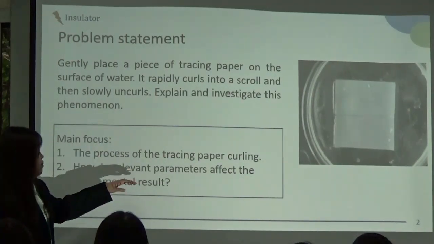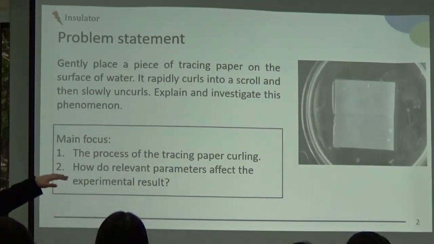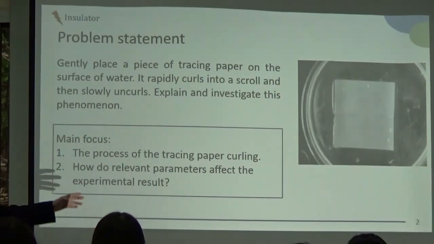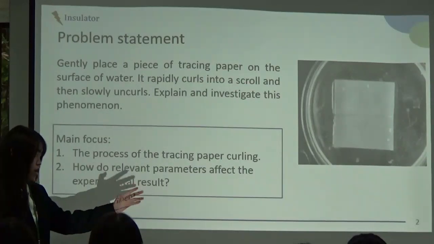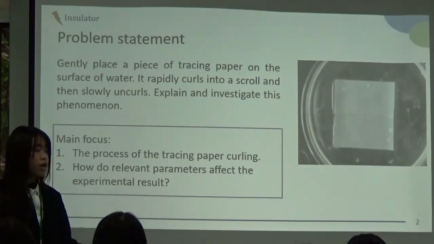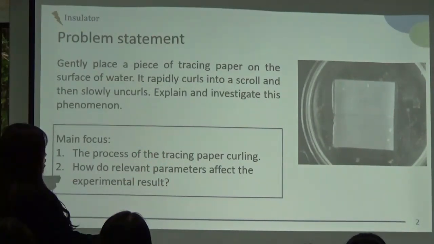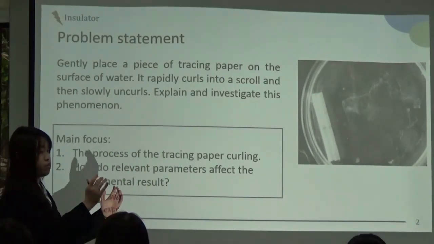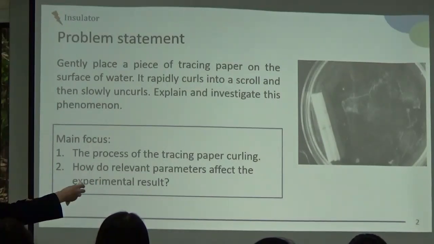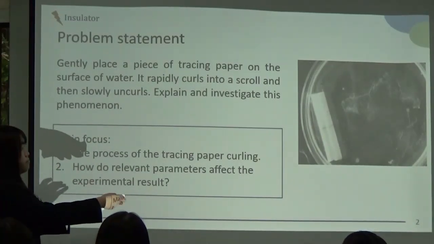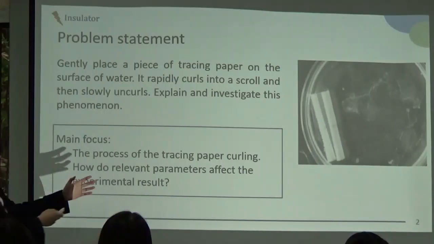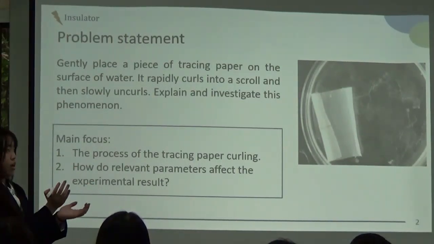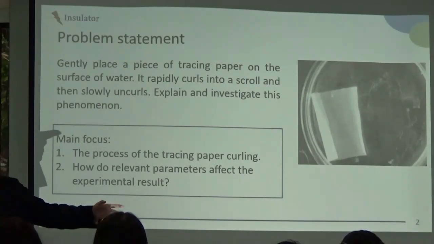So in this experiment, we mainly focus on the following 2 points. The first one is the process of the tracing paper curling, and the second is how the relevant parameters affect the experimental result. So here is our experiment video. You can see that when the tracing paper is put on the water, it will curl into a scroll, and then after a while, it will return to flat. And I found that the speed of the uncurling will be slower than the curling.